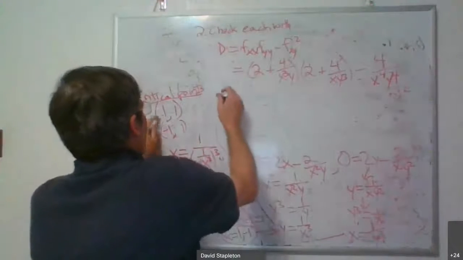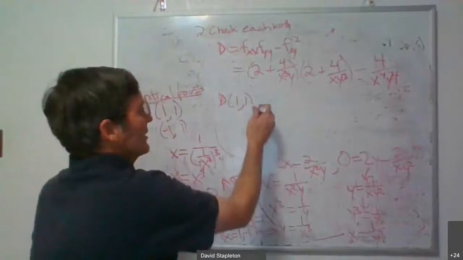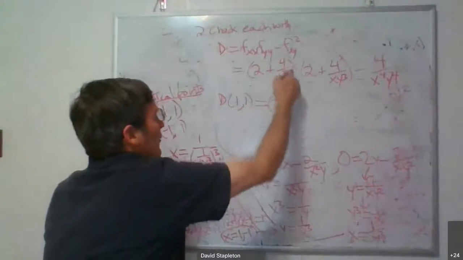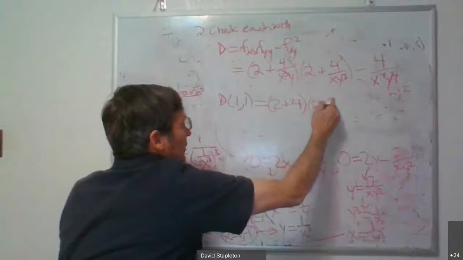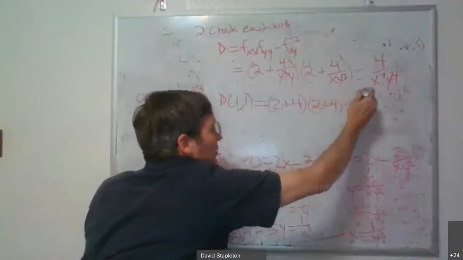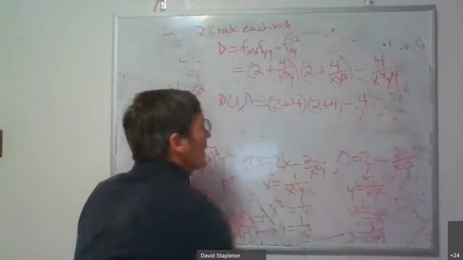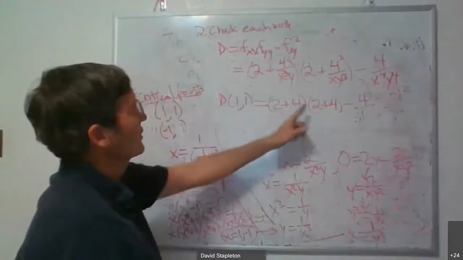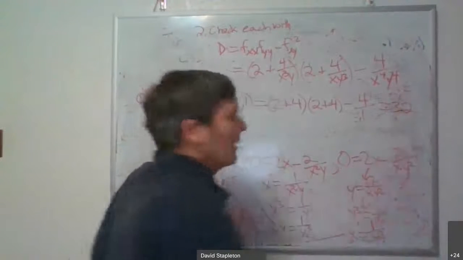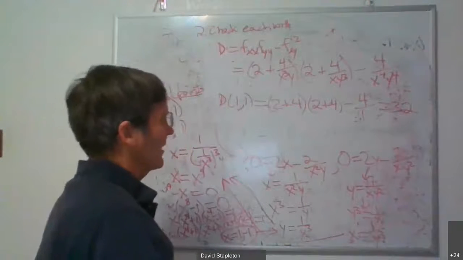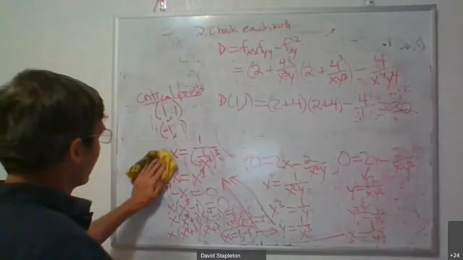But now D at the first critical point, D at (1, 1), is just 2 plus 4 over 1 times 1, which is 2 plus 4, times 2 plus 4 over 1 times 1, which is 2 plus 4, minus 4 over 1 to the 4th times 1 to the 4th, which is 1. So it's 36 minus 4, which is 30. I'm going to have a min or a max here if the second derivative is positive. Let's see what the second derivatives are.